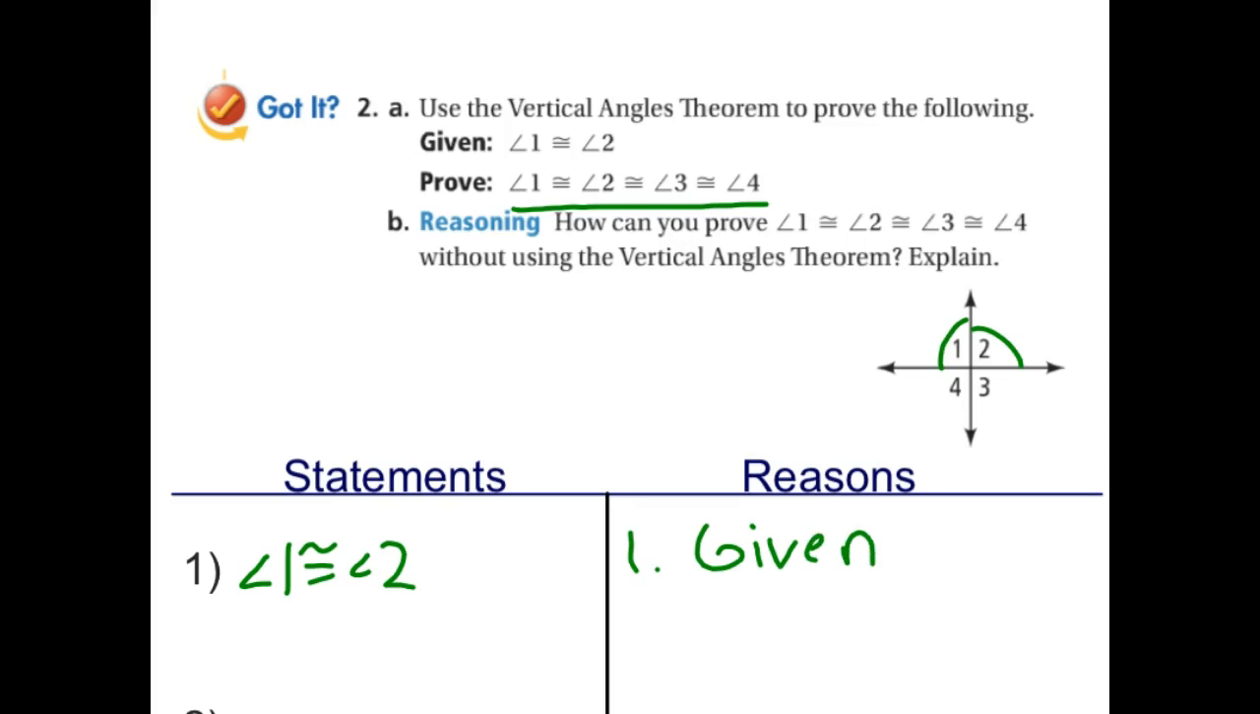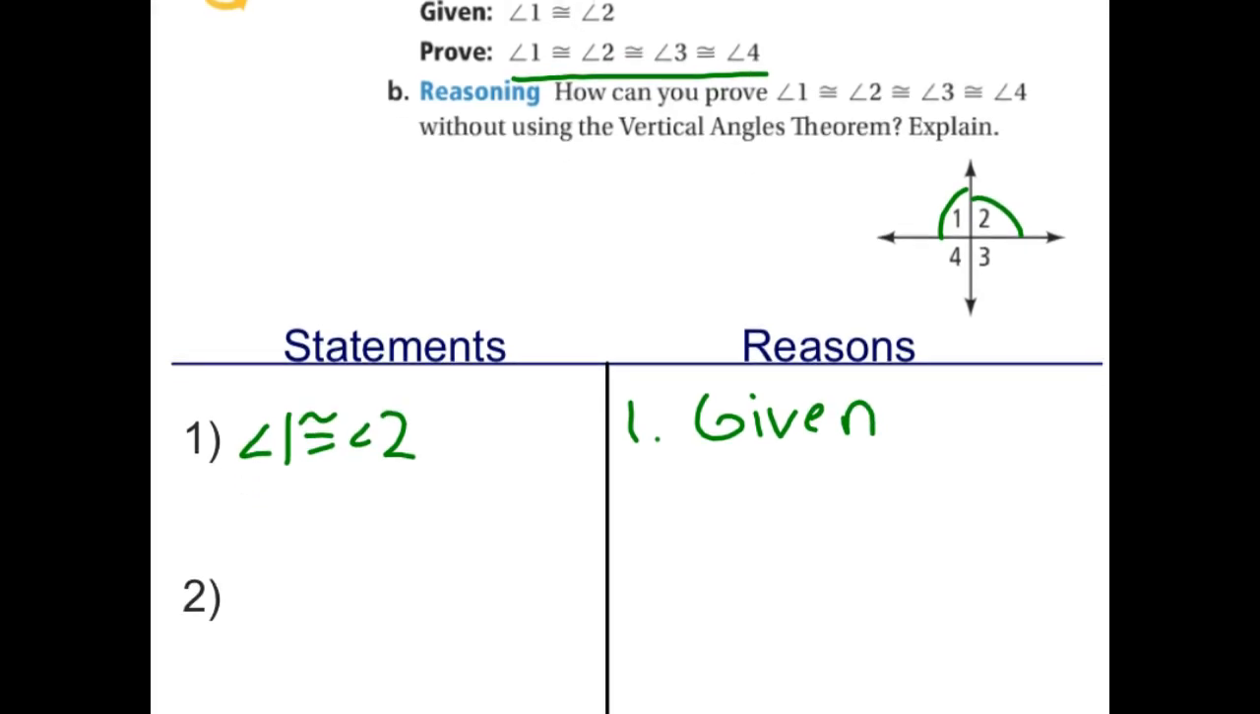Okay, now we want to think about, we're going to do this one pretty similar to how we did the last one. Angle 1 is congruent to 2. Somehow we want to get angles 3 and 4 in the proof as well. Well, earlier we talked about vertical angles, so let's look for vertical angles. If I've got 1, I've also got 3, which is the same. And so, because they're vertical angles, I could say angle 1 is congruent to angle 3 by the vertical angle theorem.